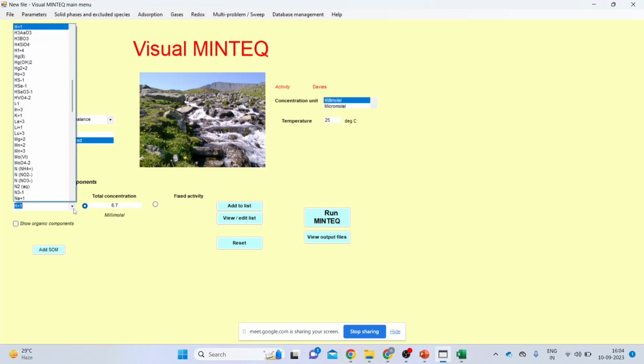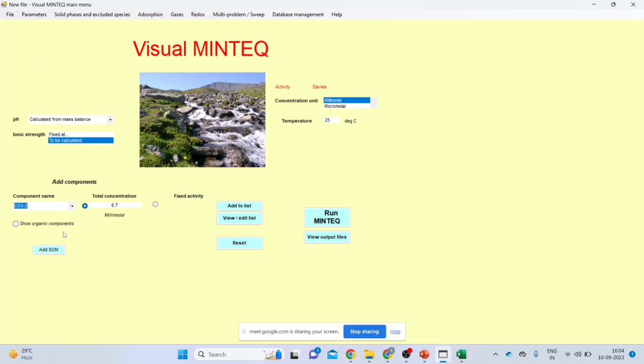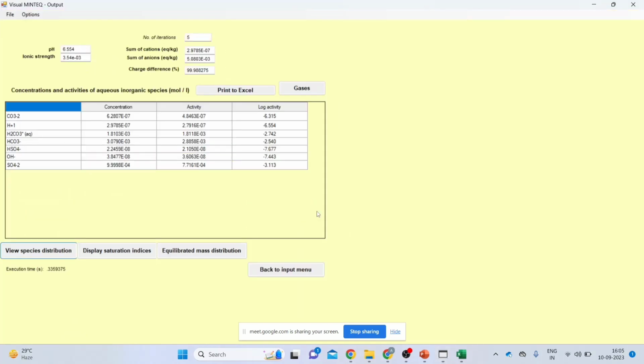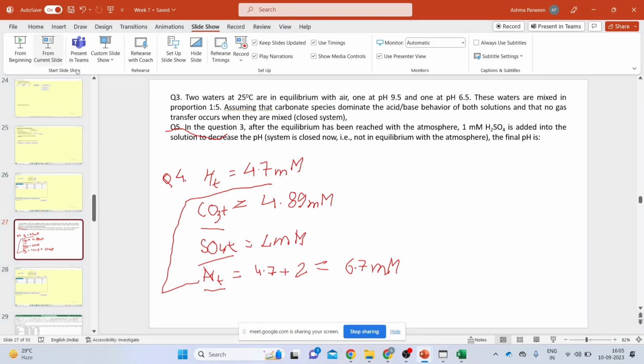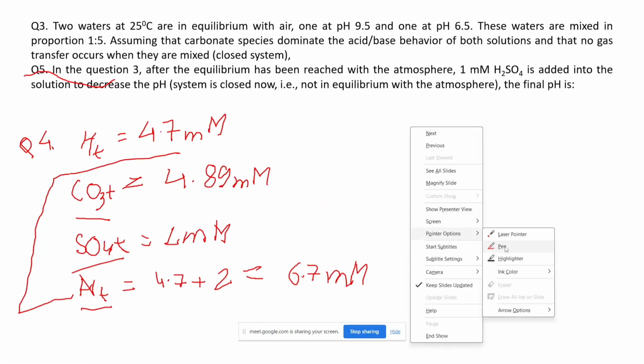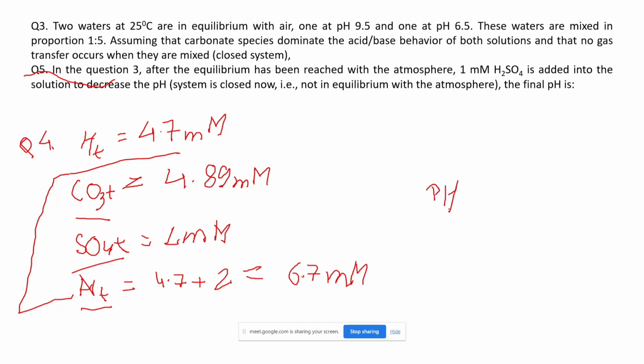So H plus is 6.7. We have carbonate. Carbonate is, I think, 4.89. It was 4.89 millimolars. We will add it to the list. And sulfate was 1 millimolar. Is it? Yes, it was 1 millimolar. We will add it to the list and we will simply run the Mintek because the system is closed. So the pH which we are getting is 6.554. So let's write down the final pH. 6.554.